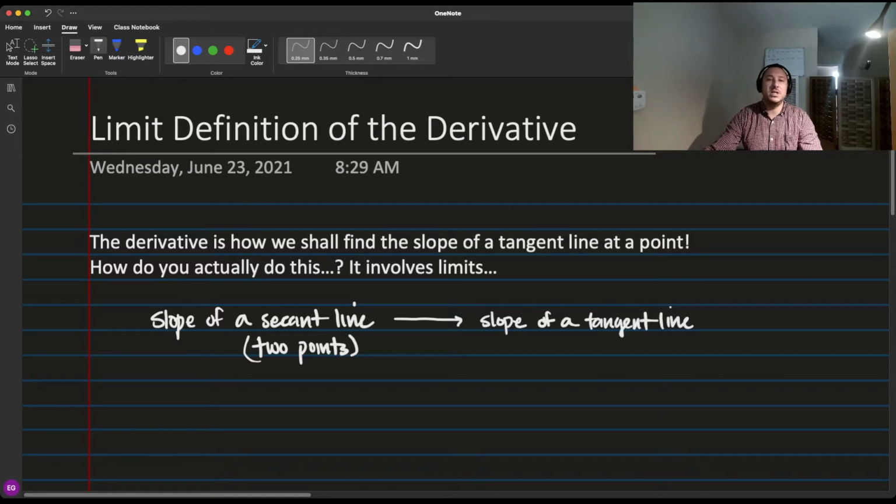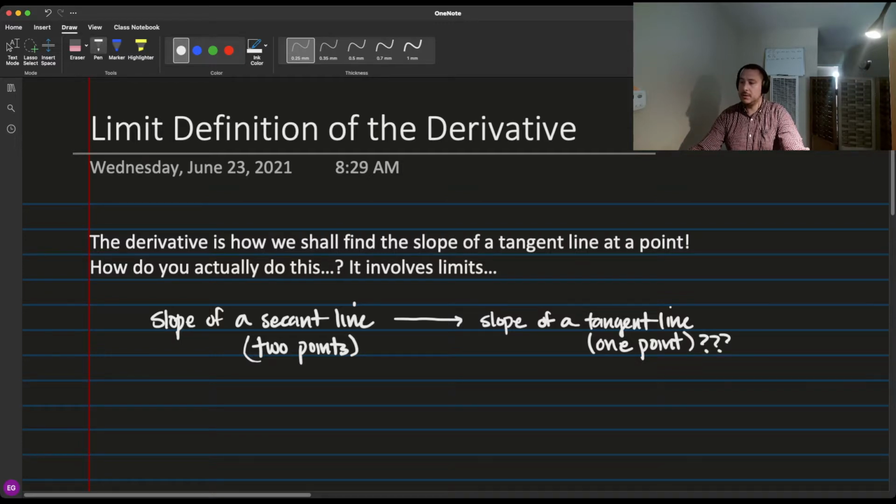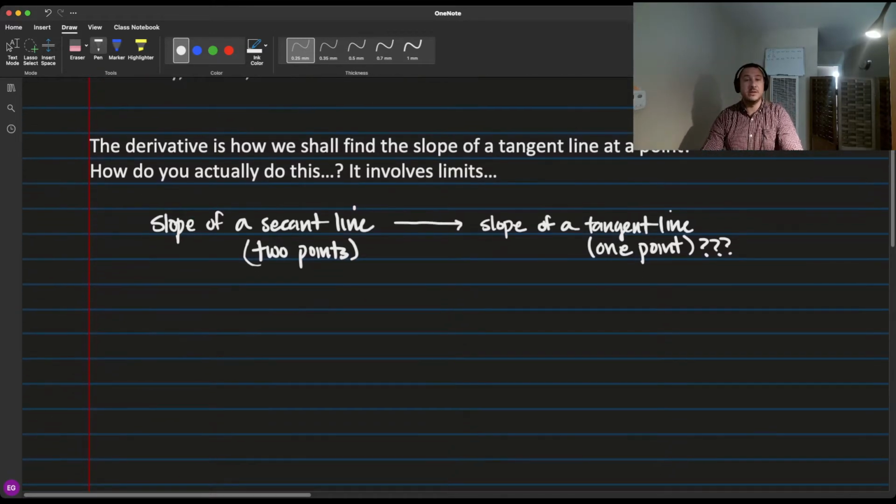And what was our real issue with why we were not able to find the slope of a tangent line? We had a problem, because it's the tangent line at a point. What was our issue? Yeah, and we were like, you need 2 points, right, to make a line. And we were like, uh-oh. What do we do? Okay, so the limit actually gives us a way to do this.